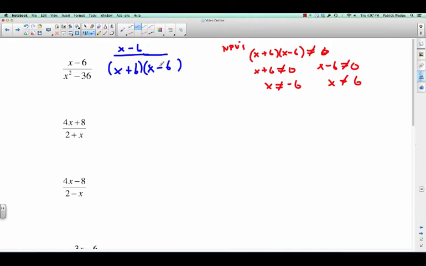Anything to cross out? Yes, I can cross those out. What's left up here? Has to be something. 1. So my final answer is 1 over x plus 6. And that'll work for any value of x you plug in here, except the non-permissible values.